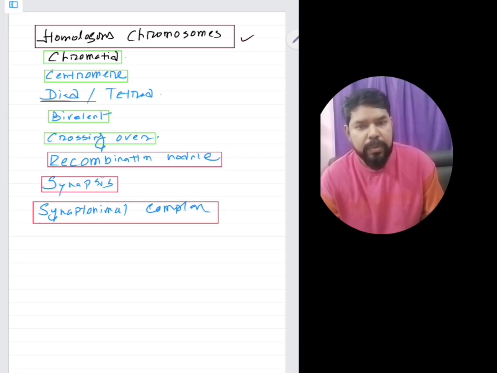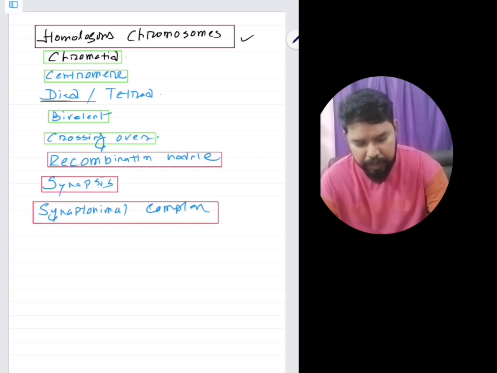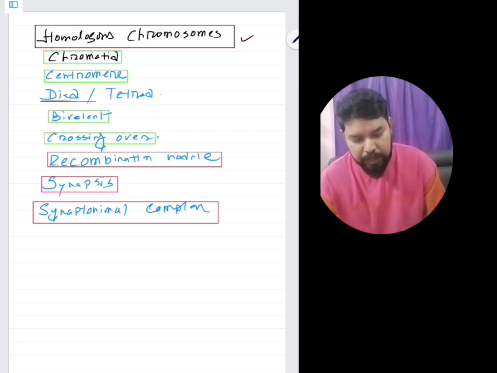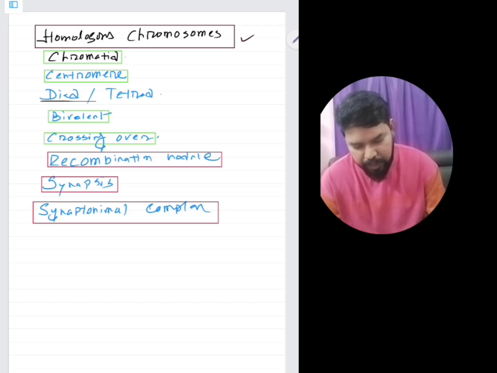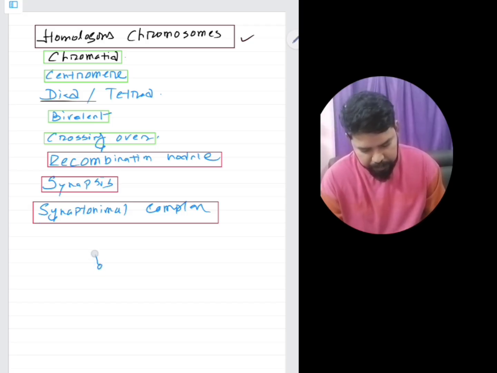Homologous chromosomes are present in a pair which are the same in size, same in shape, and same in the position of the centromere, and each chromosome comes from a parent. One is from the mother and one is from the father. So only homologous pairs will form. Let me draw the homologous chromosome. We know about the types of chromosomes on the basis of the position of the centromere.